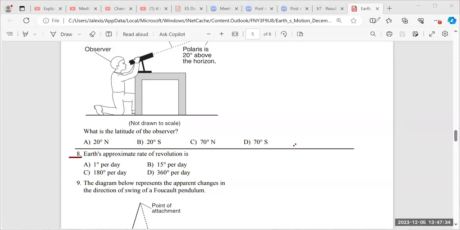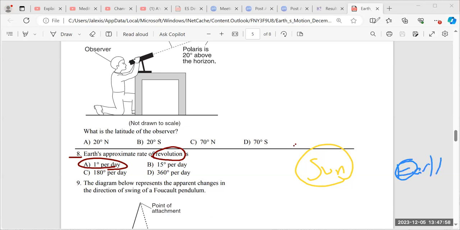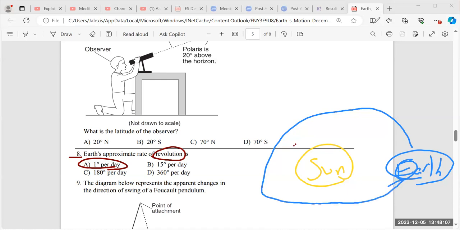Number 8 says Earth's approximate rate of revolution. This is just something that you need to know. The rate of revolution is 1 degree per day. All right, 1 degree per day. Remember, if this is my sun and this is my earth, revolution talks about going around something. So revolution is the earth going around the sun, and it takes 1 degree per day.